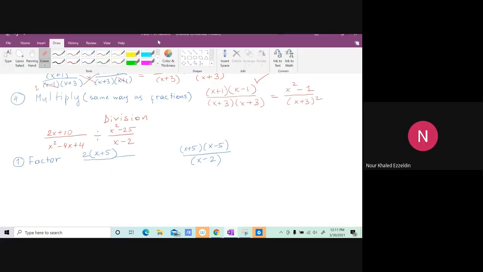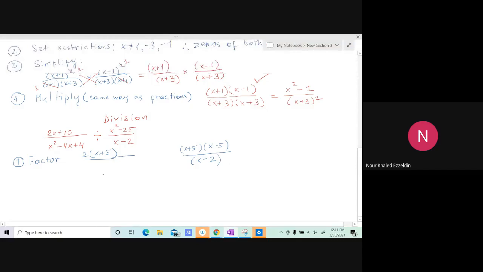But wait, Miss, I'm kind of confused. You said that we would use greatest common factor. Now we can't use greatest common factor because there is no 2 here. Oh, okay. So let's think about the pattern. What is it? Simple trinomial. It's a perfect square. So Maya, how can we factor it? It's going to be x minus 2 squared.